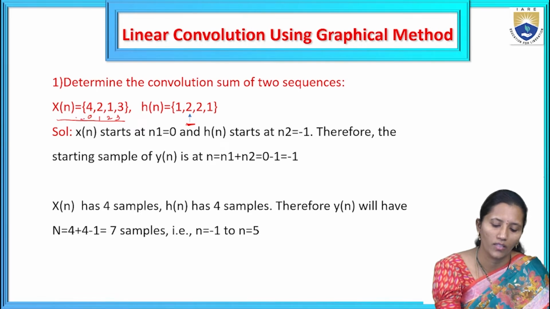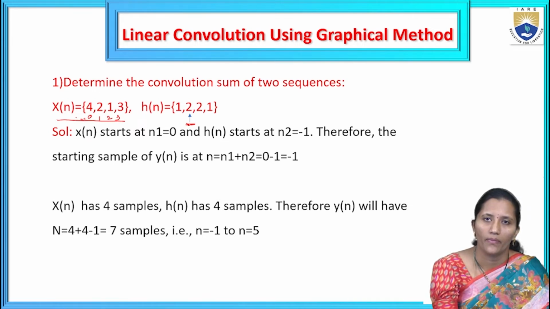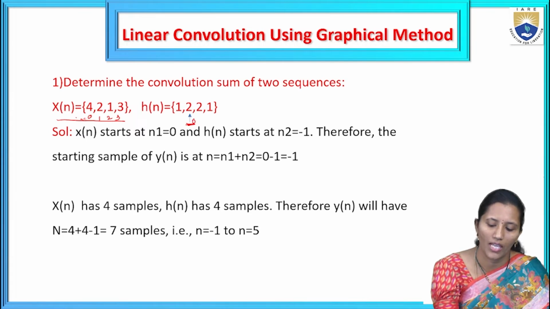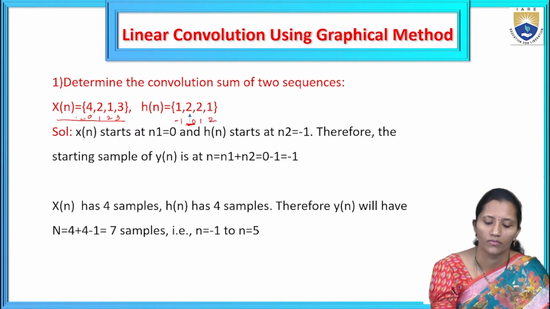So n is equal to 0, the amplitude is 4. For 1 it is 2. For 2 it is 1. For 3 it is 3. So for h of n, this arrow mark indicates the 0th sample. So this is the 0th sample. This is minus 1, 1, 2.